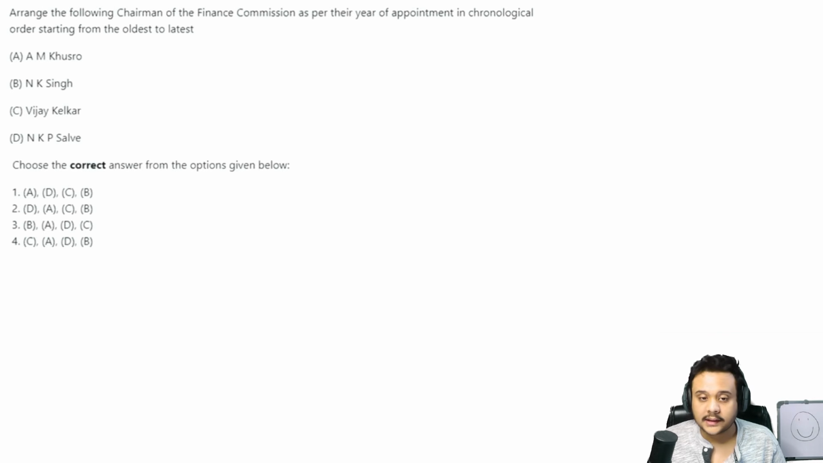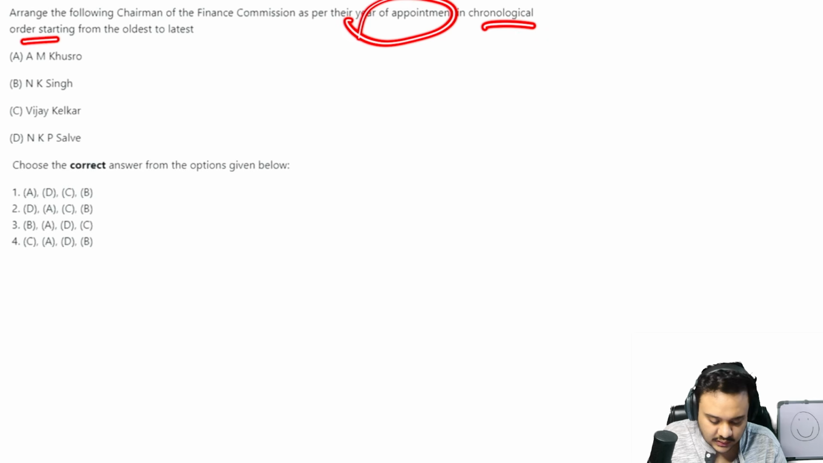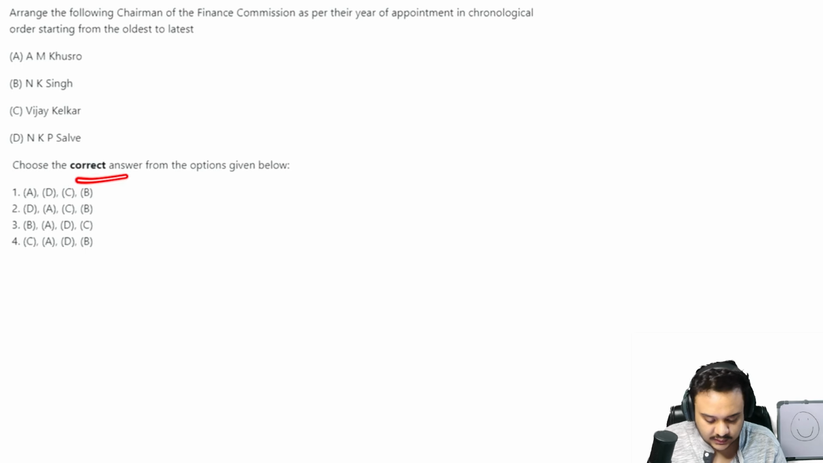So let us move on. Look at the 46th question now. Arrange the chairmen of the finance commissions as per their year of appointment, in chronological order from oldest to latest. Okay. So the year of appointment doesn't matter. We are just asking which finance commission came first and which one came later on.